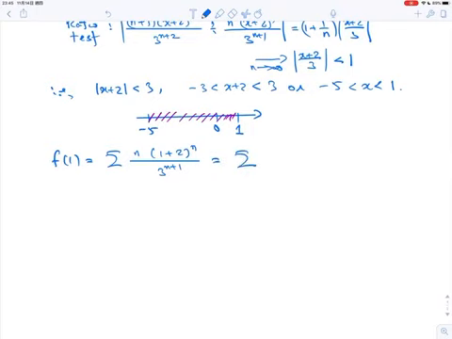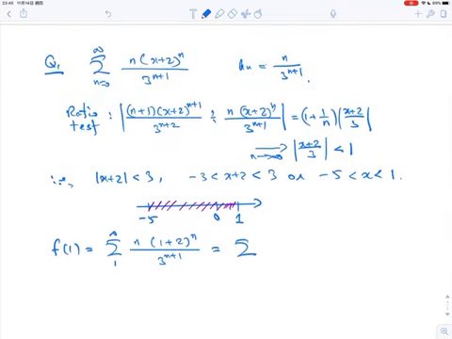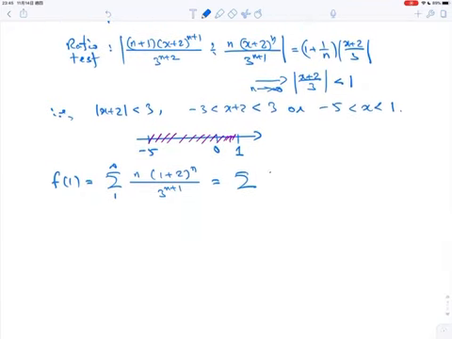Now let's simplify this a little. So n goes from 1 to infinity. Yes, I think I should have 1 to infinity. So this is going to be 3 to the power n, divided by 3 to the n plus 1. And so that translates to n over 3, sum from 1 to infinity.